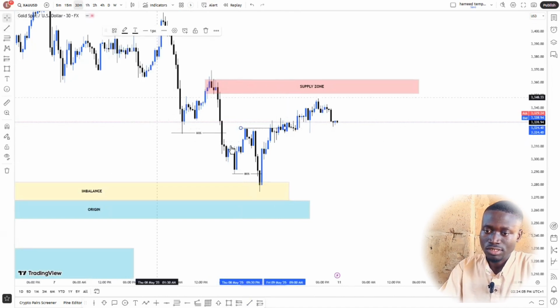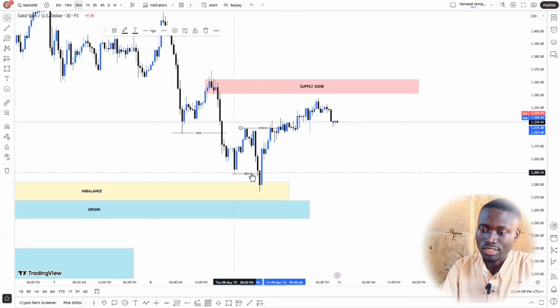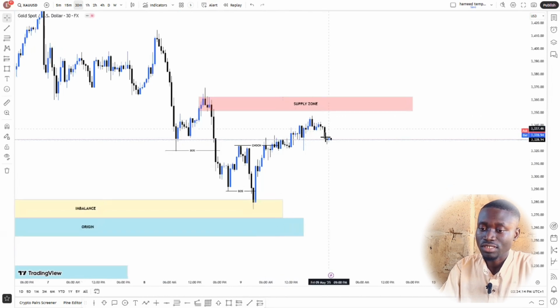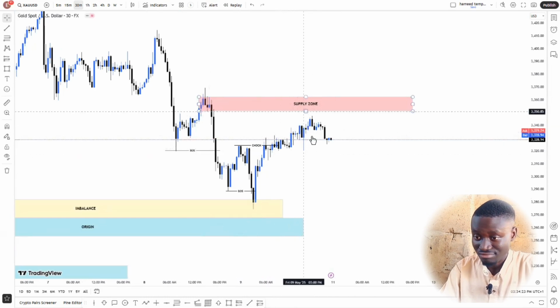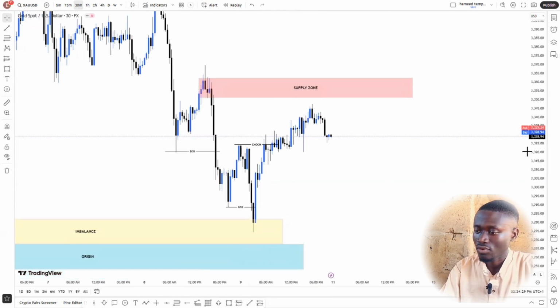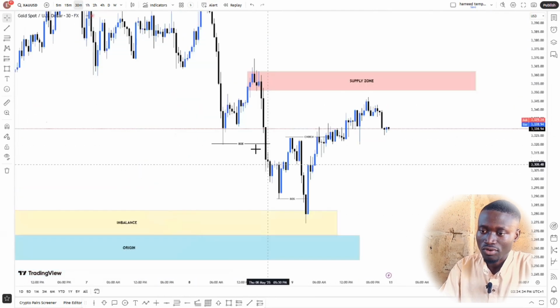Are you with me, guys? So this is a break of, sorry, change of character here on 30 minutes, the break of structure and the change of character, which means we are expecting this to continue to the upside, right? But that is not happening yet. It's happening, but it's not moving the way it's supposed to be moving. So we are now waiting for price to come down a bit before continuing moving. So this supply zone should do that for us.